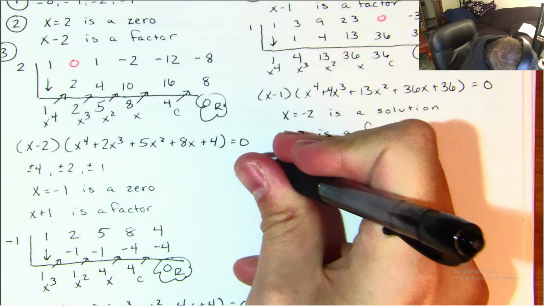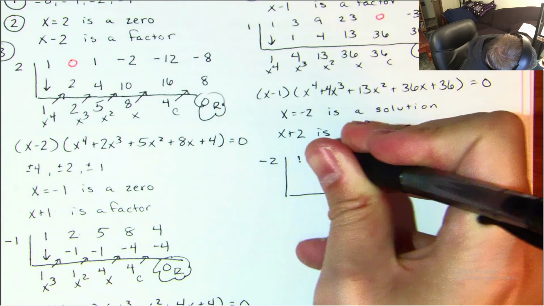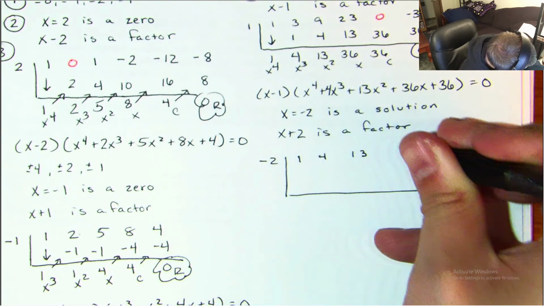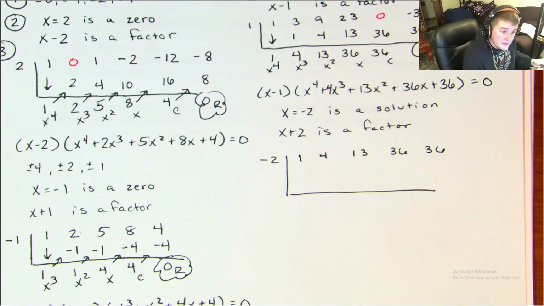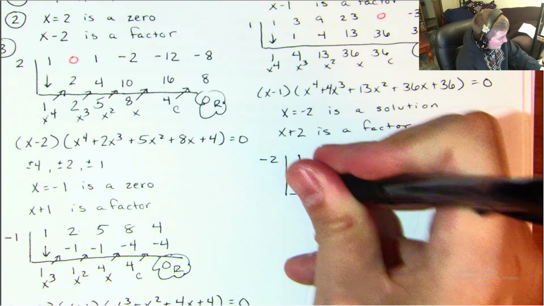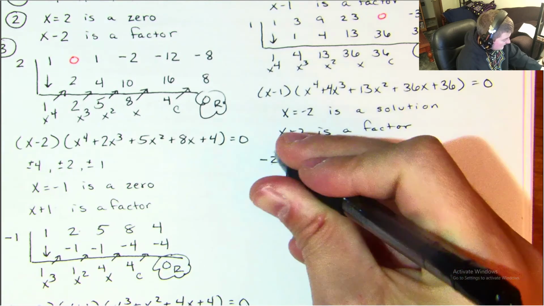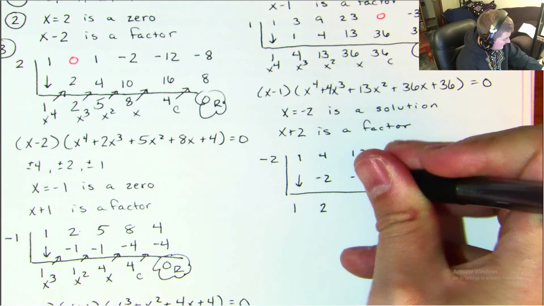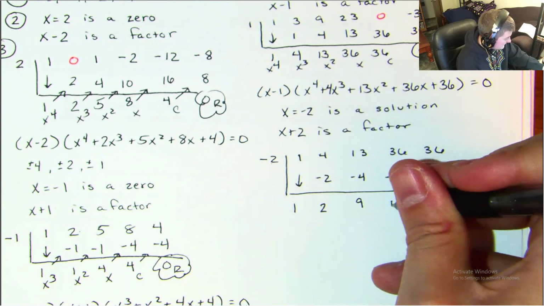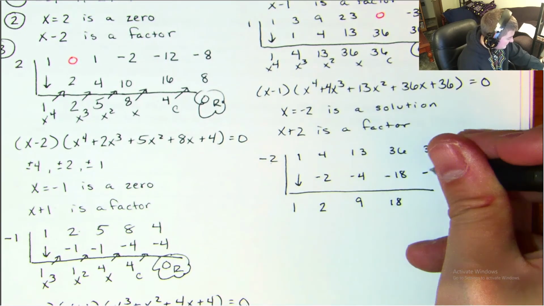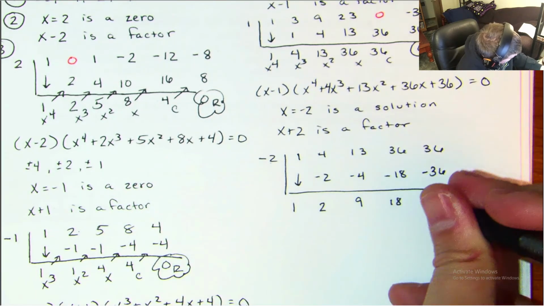Okay, so I'm going to divide out x plus 2. 1, 4, 13, 36, 36. No missing terms, so no 0 needed. I'm going to go ahead and drop 1 to get 1. -2 times 1 is -2. That's positive 2. -2 times 2 is -4. That's 9. -2 times 9 is -18. That's 18. -2 times 18 is -36, which is 0. Perfect. So this is my remainder, which is good.